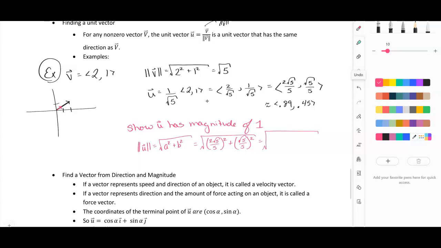We have to be careful when we do this. I'm going to square each of the top pieces and the bottom separately. 2 squared is 4. Square root of 5 squared is 5. 5 squared is 25. So now I've got 20 over 25 plus 5 over 25, which is 25 over 25, which is 1, and the square root of 1 is 1. So you can see how that does have a magnitude of 1.